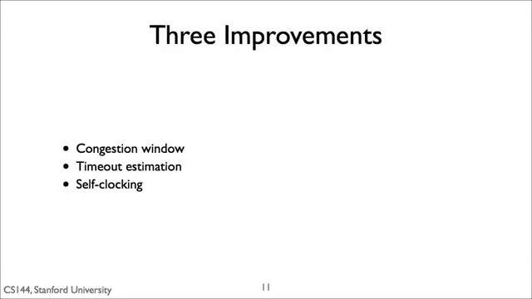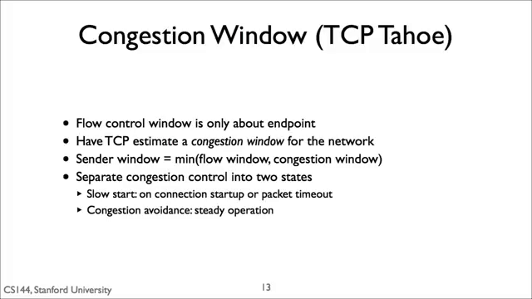So TCP Tahoe added three improvements to properly control congestion: a congestion window, better timeout estimation, and self-clocking. In the rest of this video, I'll present the first one. Recall that flow control is about what an endpoint can handle. TCP won't send data past what the flow control window specifies. But what if the endpoint can handle more data than the network can? The flow control window is only an upper bound on how much data the sender should send. It could be, for good performance, that it should send much less.